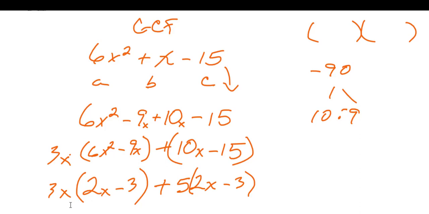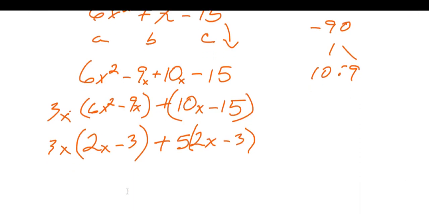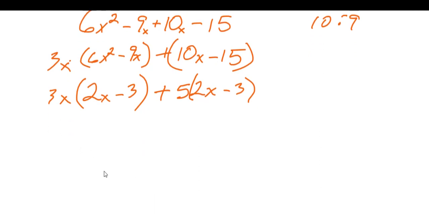So now what we're going to do is take this 3x that's outside and combine it with the other number that's outside, the plus 5. Here, because they're both being multiplied times 2x minus 3, let me scroll this up a bit.